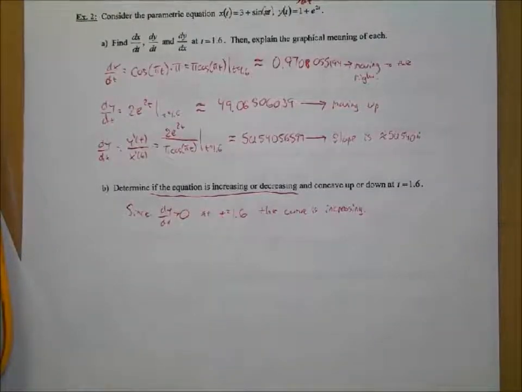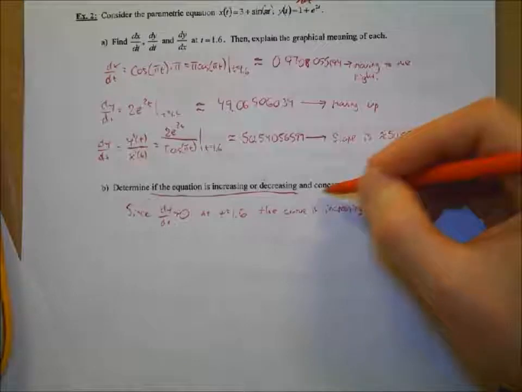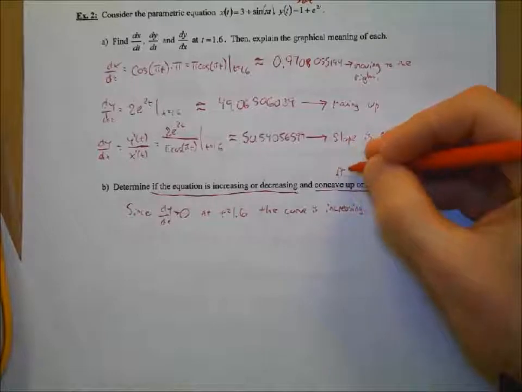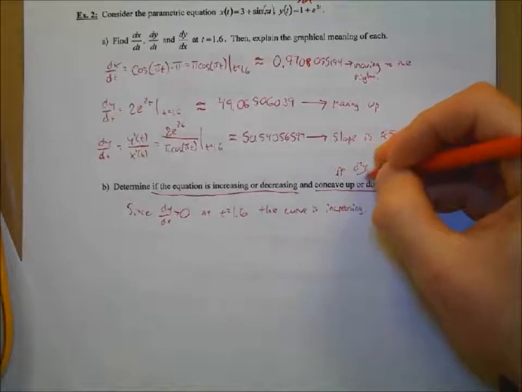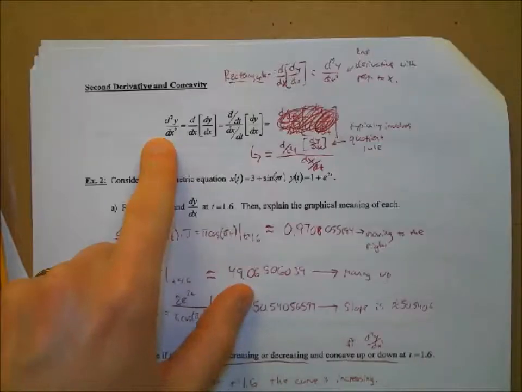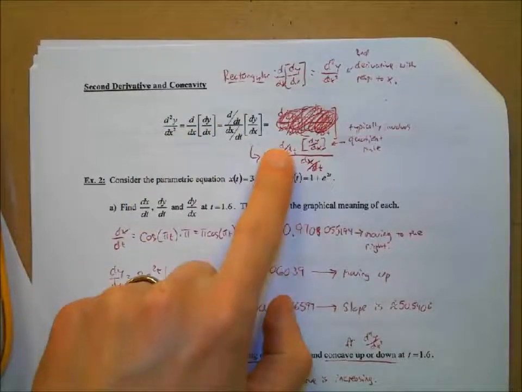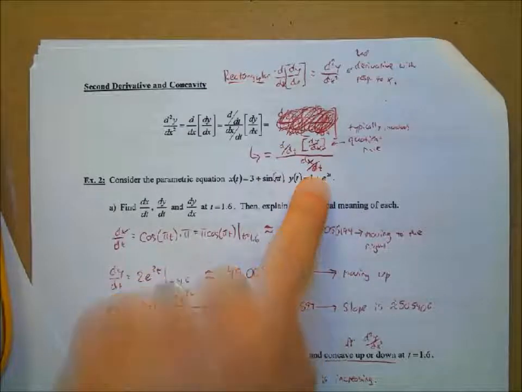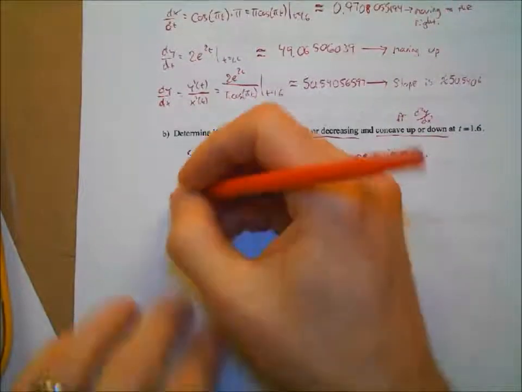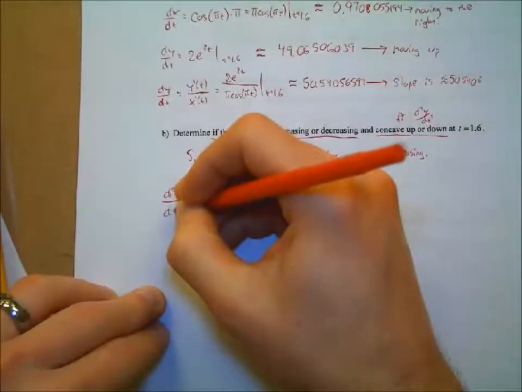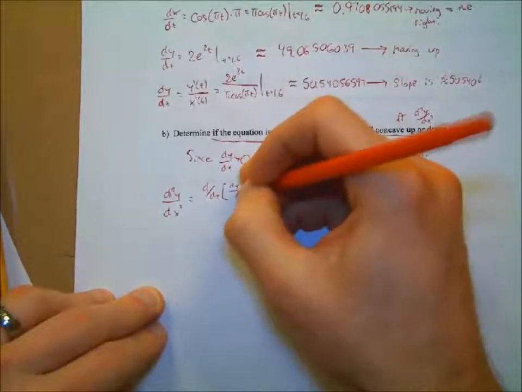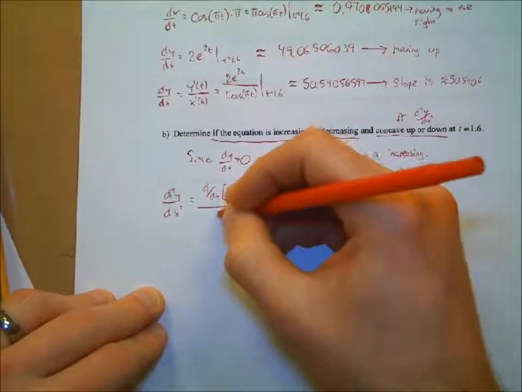To determine concavity, concave up or concave down, what do we need to analyze? The second derivative, so f prime prime, or d squared y over dx squared. So we'll go back up to what we said. The second derivative ends up being the derivative with respect to t of the first derivative, over dx dt. So I'll write that here: d squared y over dx squared equals d dt of dy over dx, over dx over dt.